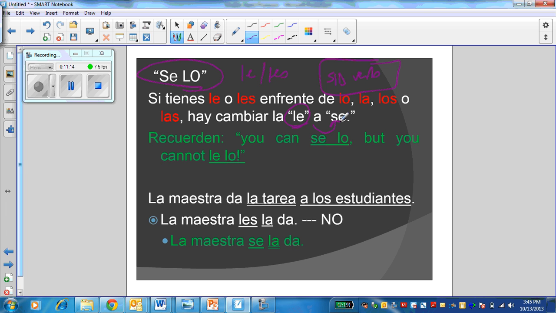Repeat the following expression. Here we go. You can say "se lo", but you cannot say "le lo". Say it. You can say "se lo", but you cannot say "le lo". Okay, so let's look at right here.